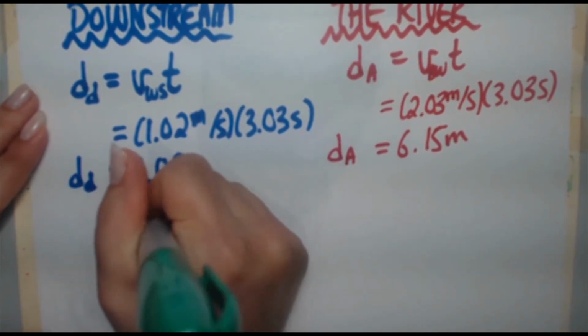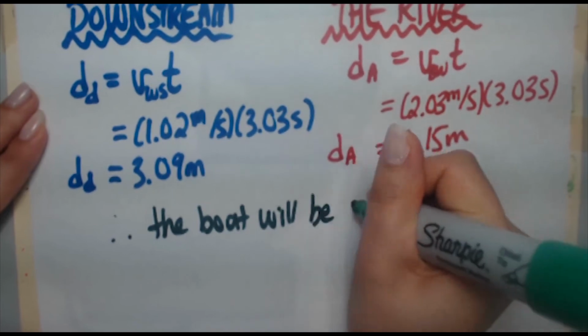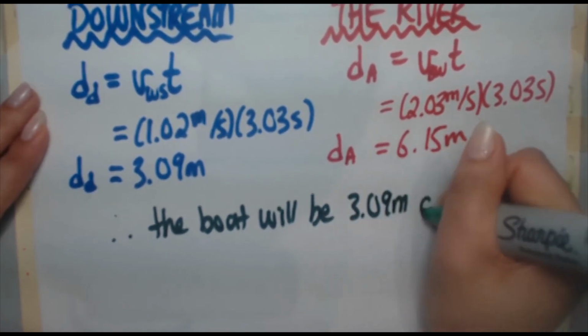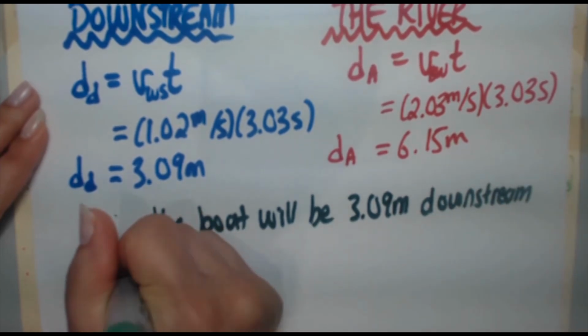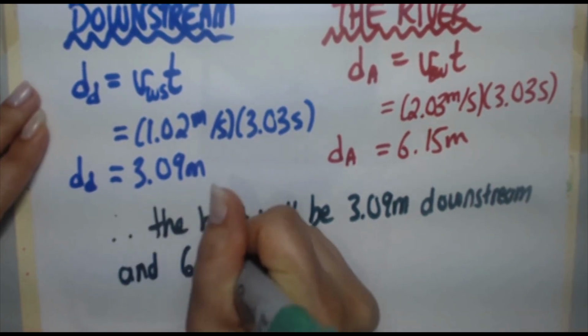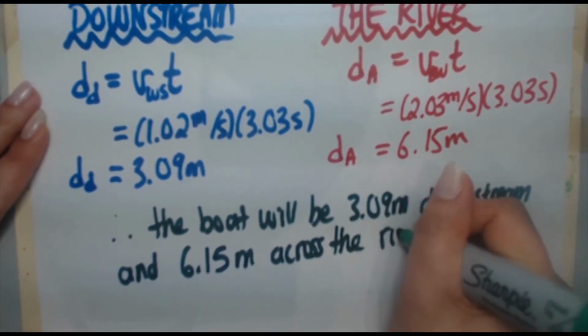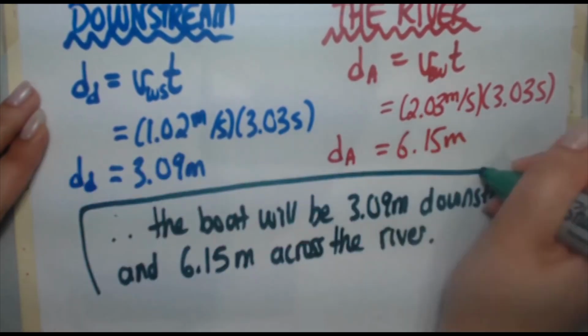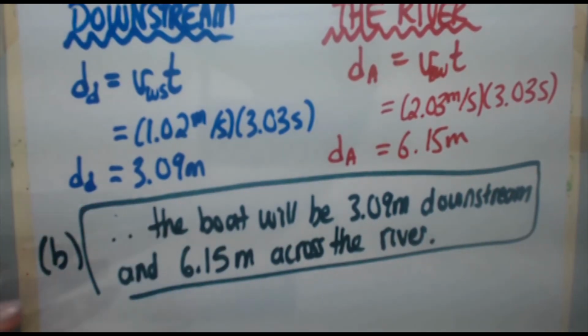So therefore, the boat will be 3.09 meters downstream and 6.15 meters across the river. And that is, of course, after 3.03 seconds. And there is your answer for part B.